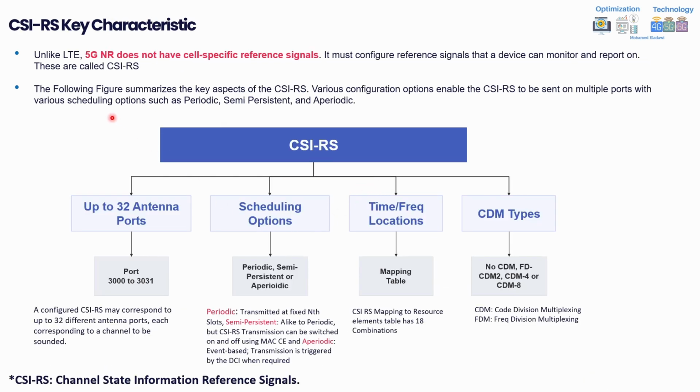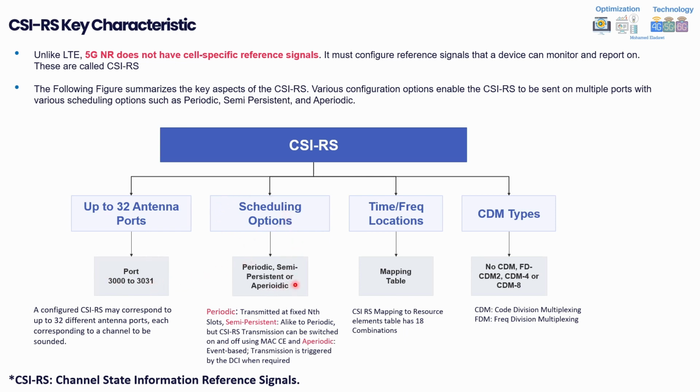So moving forward, actually before going to the details, I just need to clear some high-level concepts of the CSI-RS characteristics, just to try to simplify it before digging into the details. For example, these are the characteristics of the CSI-RS. As you can see, it has 4 main characteristics. First one is related to the number of antenna ports. For example, it supports a maximum of up to 32 antenna ports, which is the port numbers from 3000 to 3031.